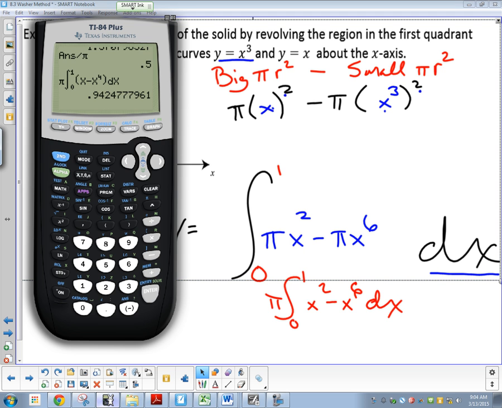So math 9, from 0 to 1, pi x squared minus pi x to the 6th dx. Final answer, 0.598.